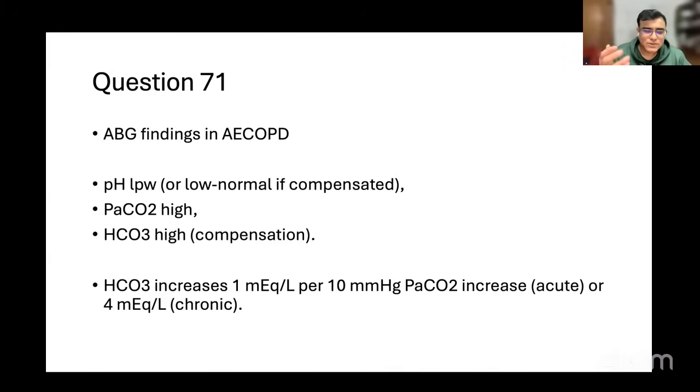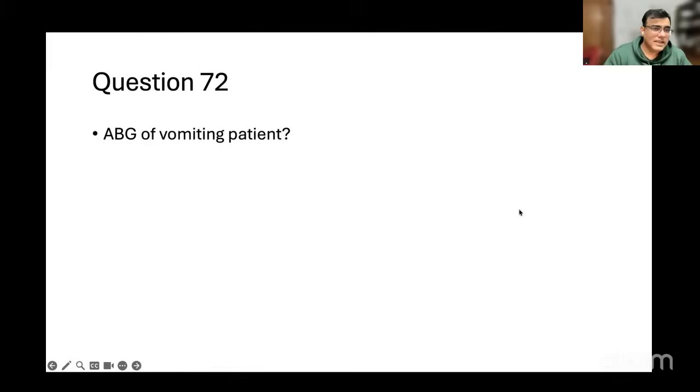And compensation, you can remember it easily by the 1, 2, 3, 4, 5 rule, right? For acute acidosis, for every 10 millimeter increase in PCO2, your bicarb increases by 1, and for chronic, it increases by 4. For alkalosis, 2 and 5, acute and chronic.